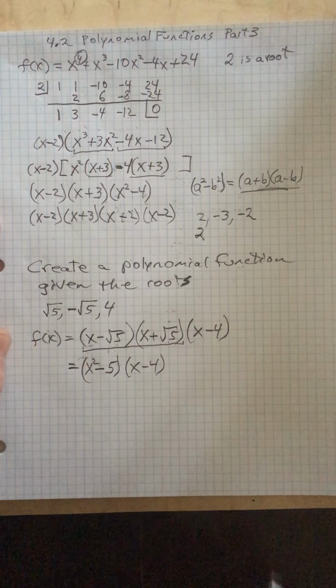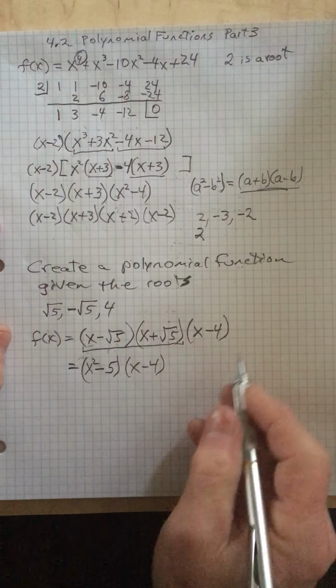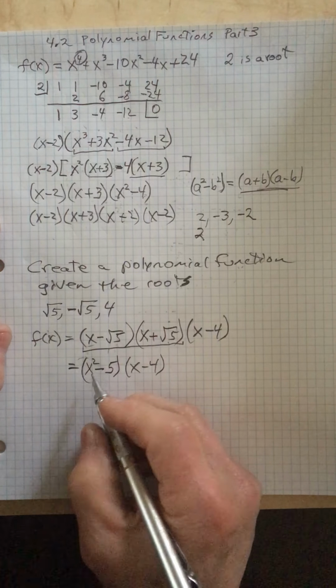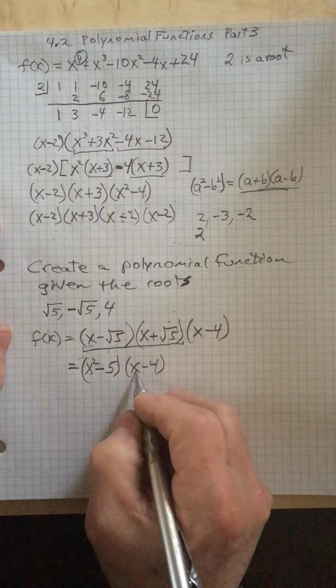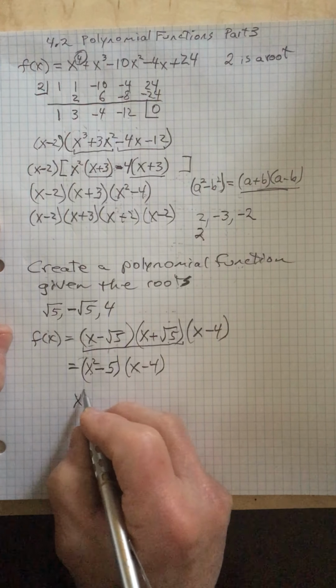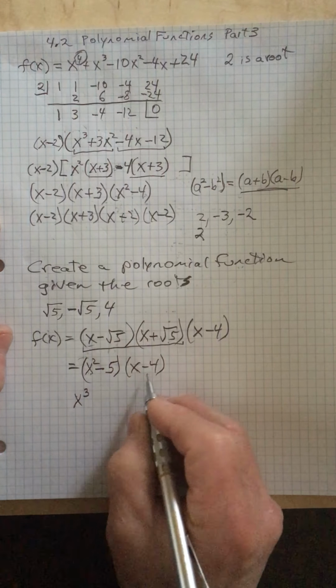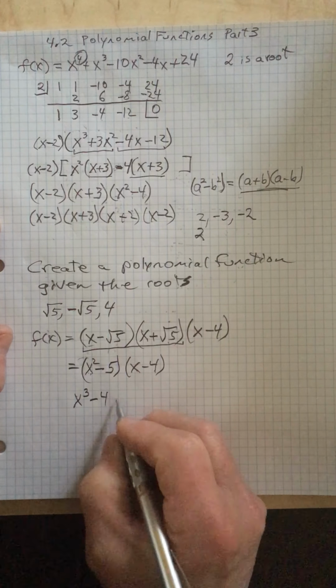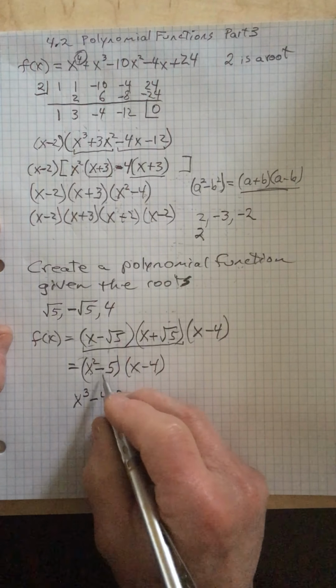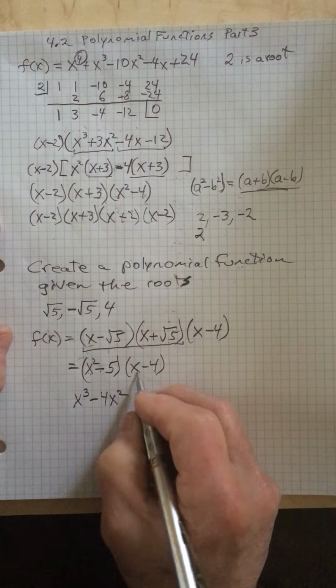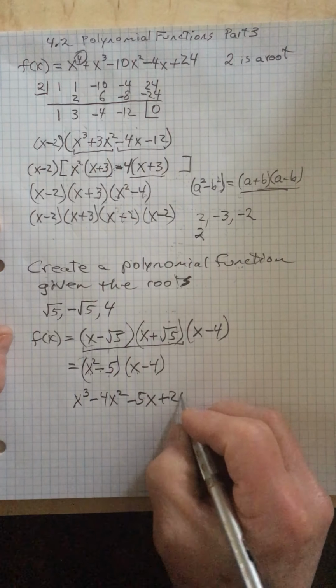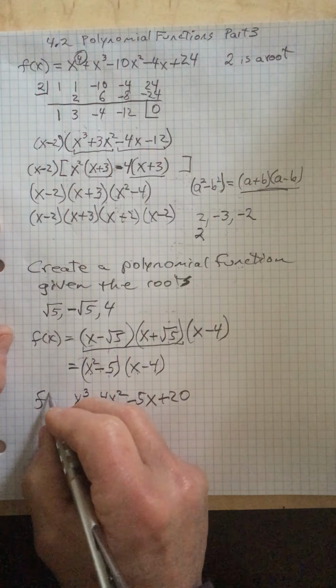Back to the action. The last thing to do now is multiply these together and we're done. So x squared times x, squared times minus 4. Okay, then to here, minus 5 times x. And then minus 5 times minus 4. And that's our function.